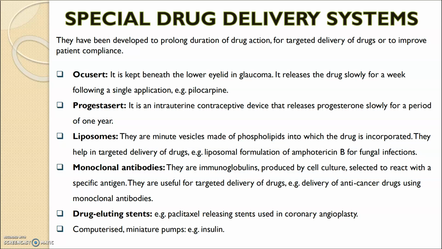Then monoclonal antibodies. They are immunoglobulins produced by cell culture selected to react with a specific antigen. They are useful for targeted delivery of drugs, for example, delivery of anti-cancer drugs using monoclonal antibodies. Next, drug eluting stents, for example, paclitaxel releasing stents used in a coronary angioplasty, and computerized miniature pumps, for example insulins, etc. So these are the various drug delivery systems which we have seen in this video.